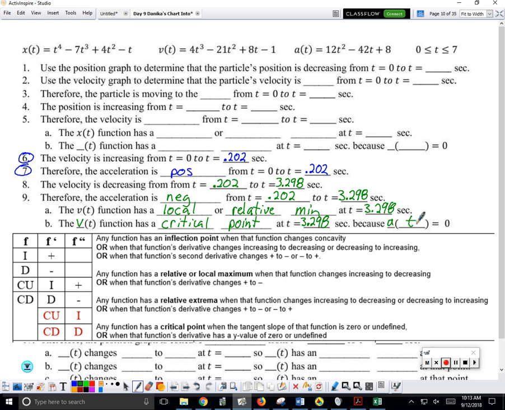Please, Allison. For the local or relative, those things, do we just have to memorize or remember that it's going to be that, or is there a reason?